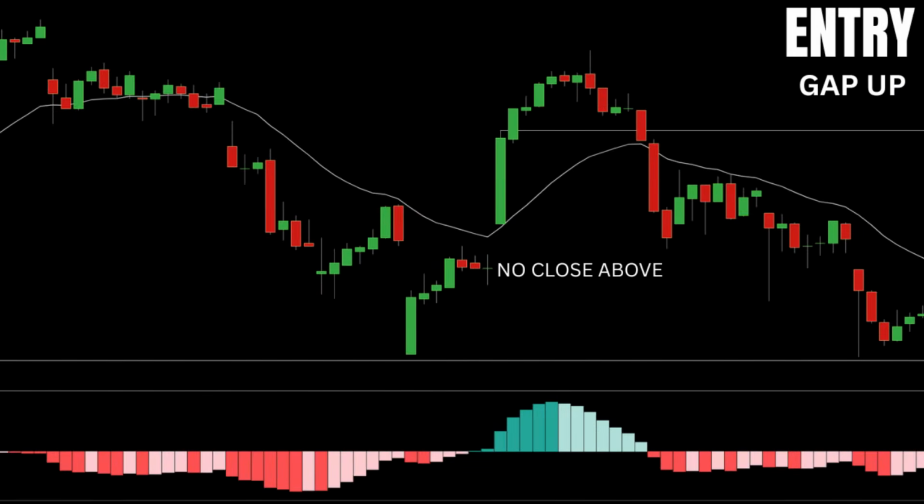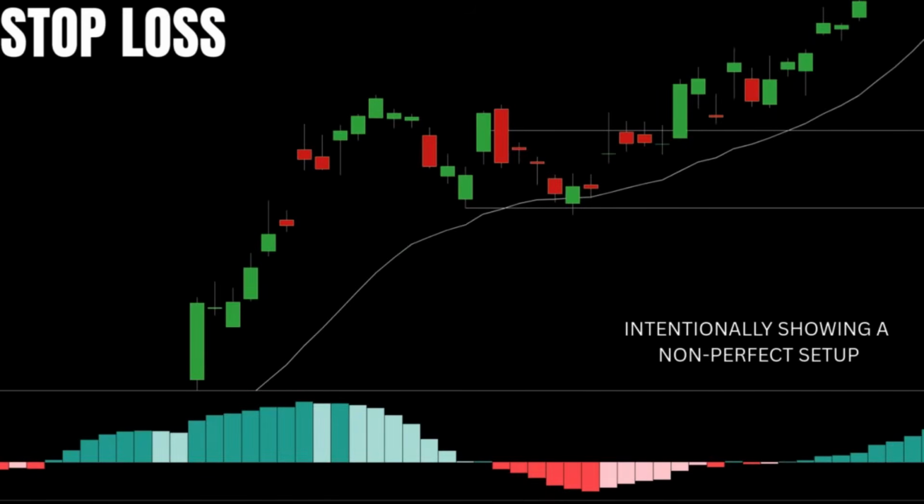Our entry is quite simple. It's 1 cent above the high of the trigger candle. Our stop, 1 cent below the most recent swing low on the primary chart, which is the daily. Now, this method is based on objective price action and short-term momentum.